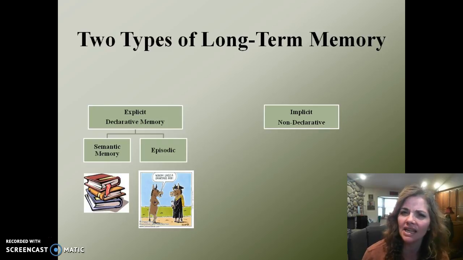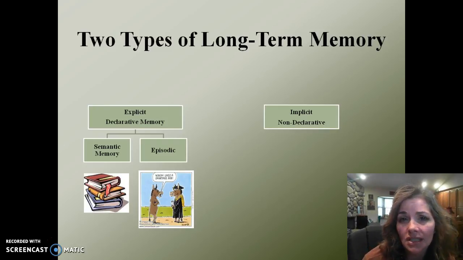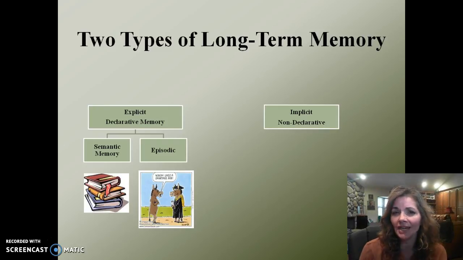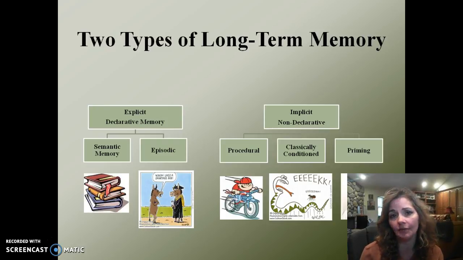I can't really state or declare how I know the information, or even that I'm consciously aware that I know the information, but I just do. And so that breaks down into three different types. Our explicit memory includes our semantic memory.